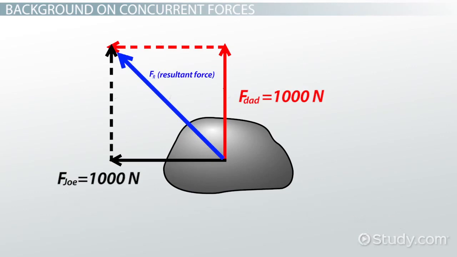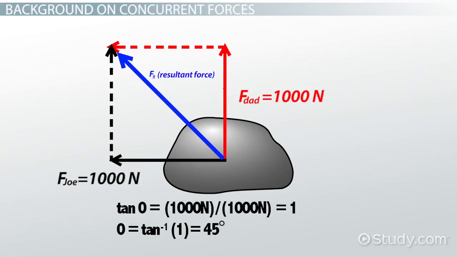To find the magnitude of this resultant force, you could use the Pythagorean theorem. Be careful with this, because it's only valid if there is a right angle in the triangle. You can find the angle that the resultant force acts using the tangent function, which is equal to the side of the triangle opposite to the angle divided by the side adjacent to the angle.